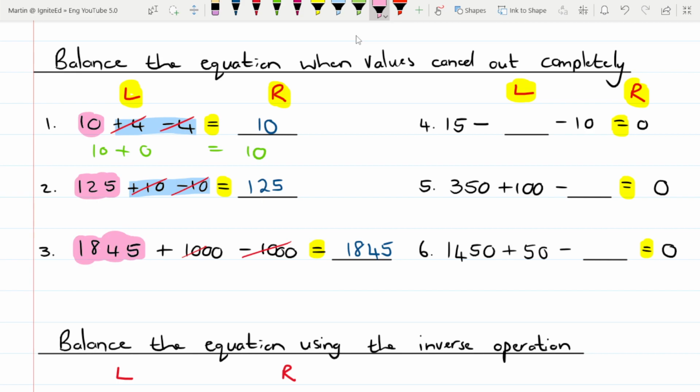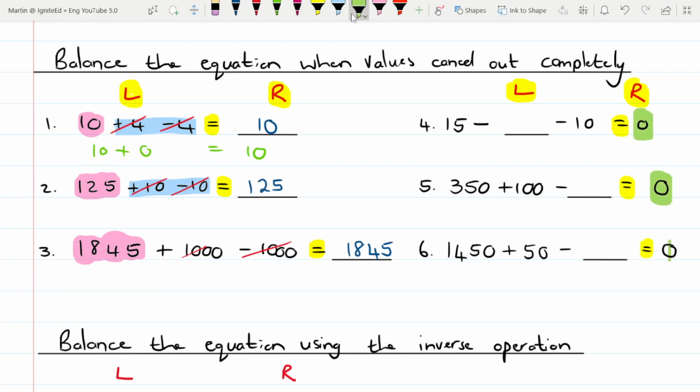Now from number 4, we can see that the missing part is not the answer, but the missing part is a part of the original equation. So number 4, I'm going to do along with you, and number 5 and 6, I'm going to challenge you to pause the video and try them yourself. So firstly, we have to recognize that we start with 15, we subtract something, then we subtract something else, which is given to us, 10, to end up with a final value 0.